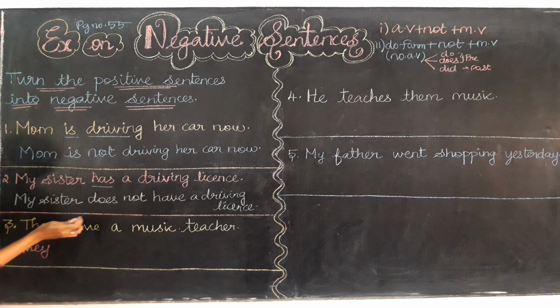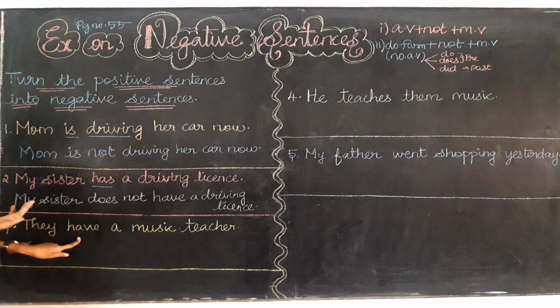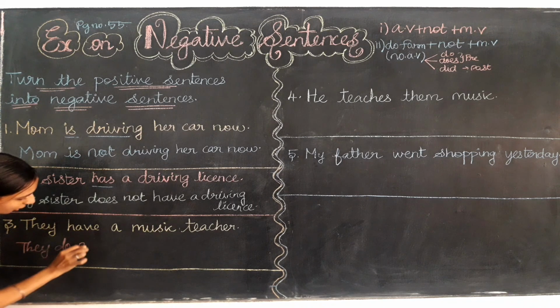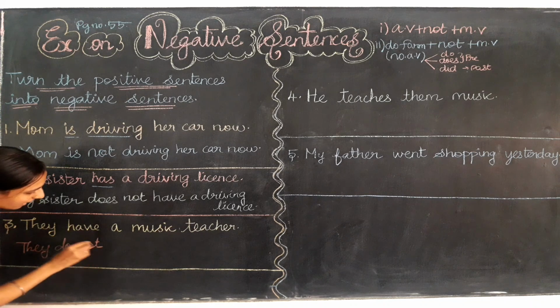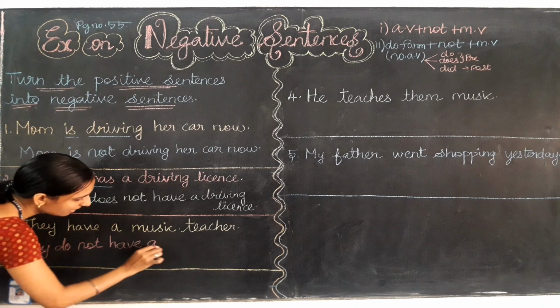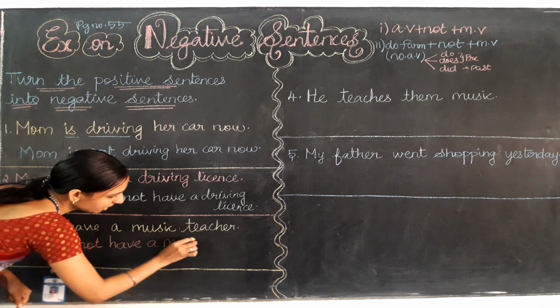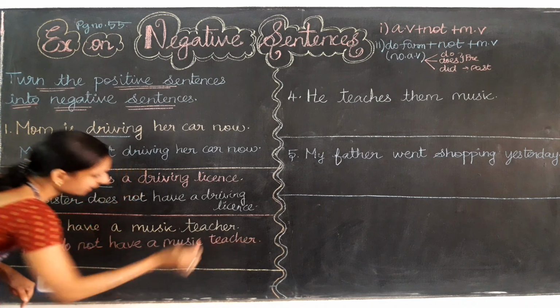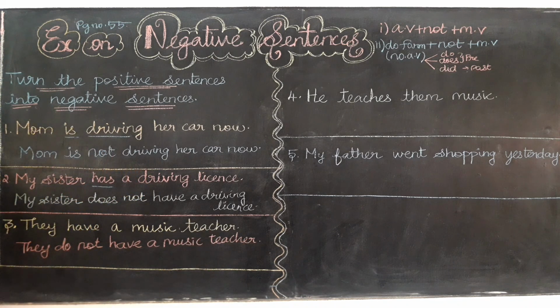They. Then what I need to write? Do form. For the present verb, do family will be do or does only. For the subject they, which present family we need to write? Yes, that is do. They do. After that I need to use not. They do not. Then this have will come as it is. They do not have a music teacher. This is the correct answer.